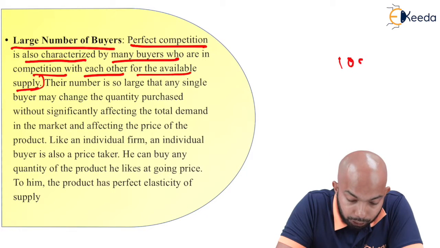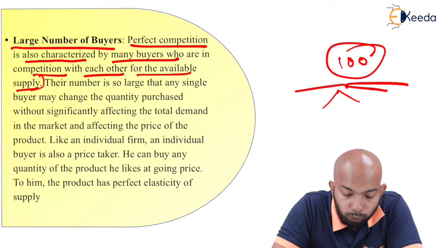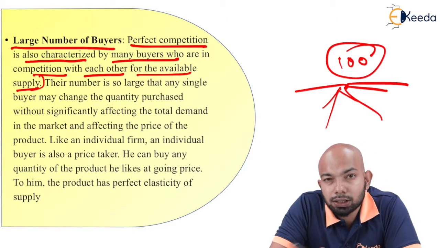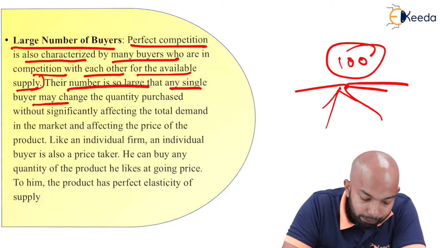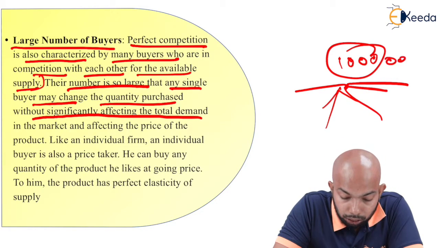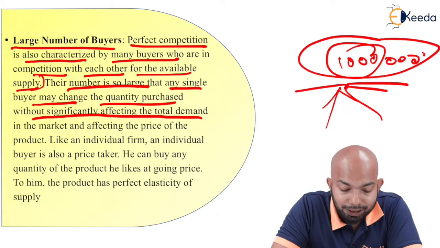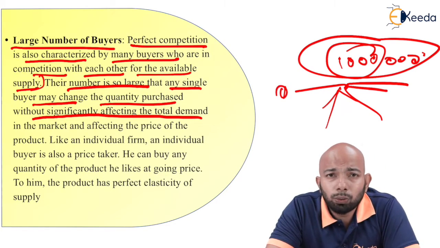So if 10 units or 100 units of stocks are available, there will be different people who will want a different quantity. So there are a large number of buyers basically. The number is so large that any single buyer may change the quantity purchased without significantly affecting the total demand. One buyer can change the quantity, no matter what it is.